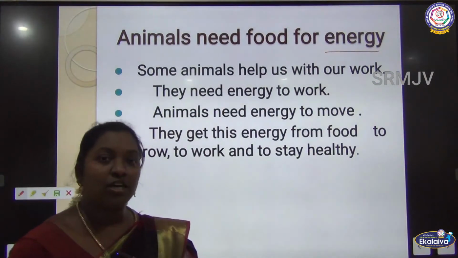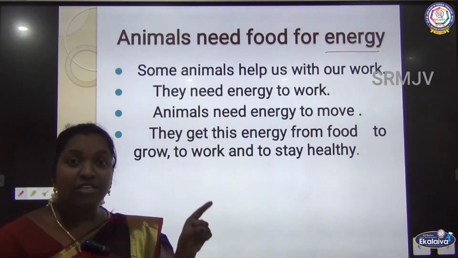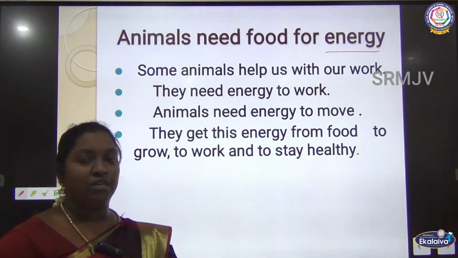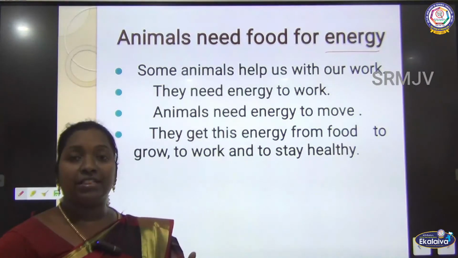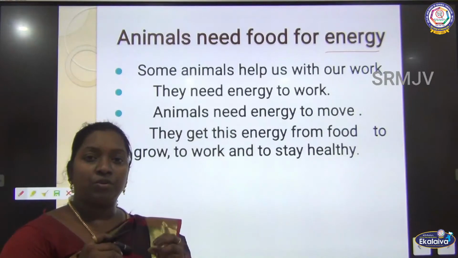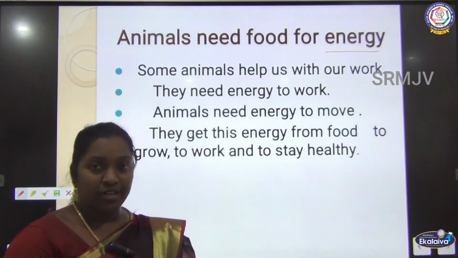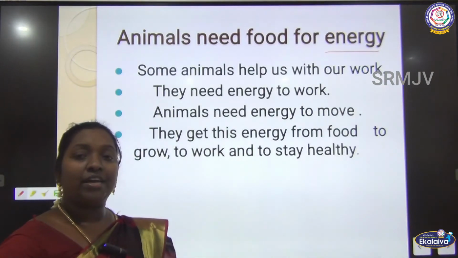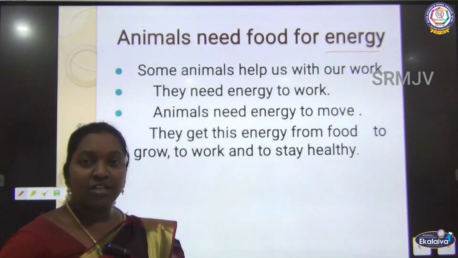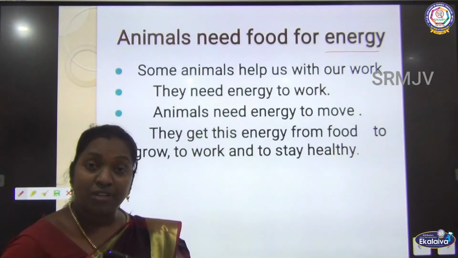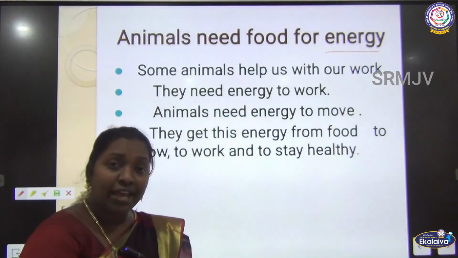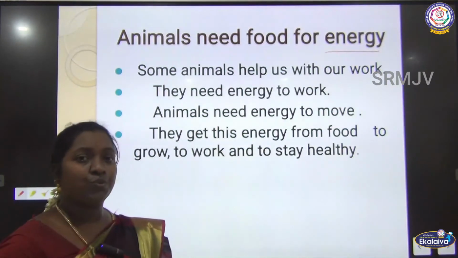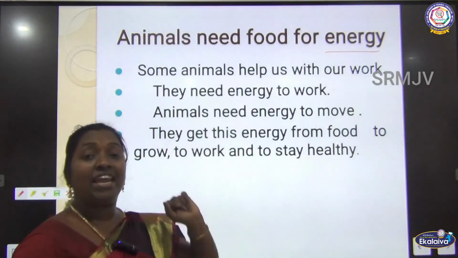E-N-E-R-G-Y, energy. The energy will be given only by the food. It may help it grow and stay healthy. So if it wants to grow and stay healthy, it needs energy. Only then can it move around in search of food, water, shelter, and protecting itself from other animals, and it wants to protect the young animals. To do all this work, it needs energy.